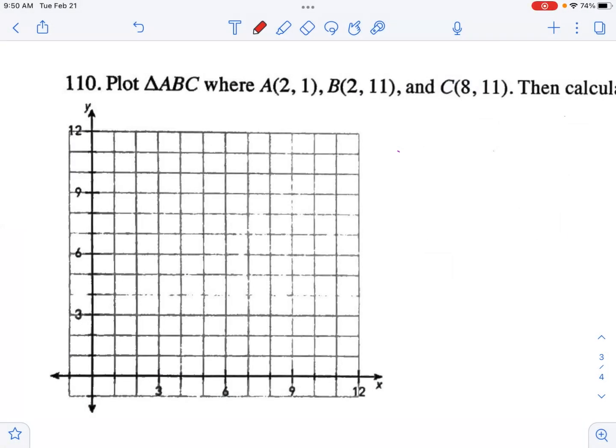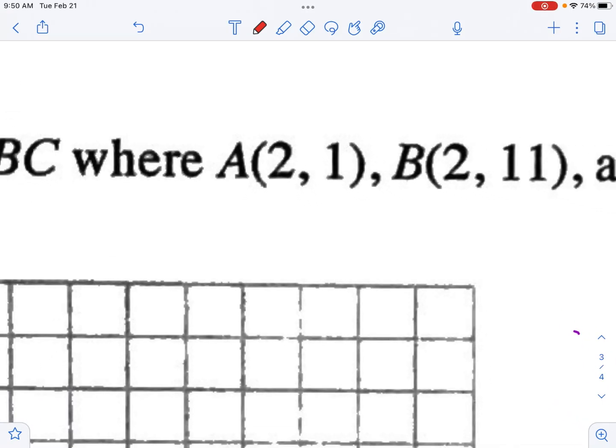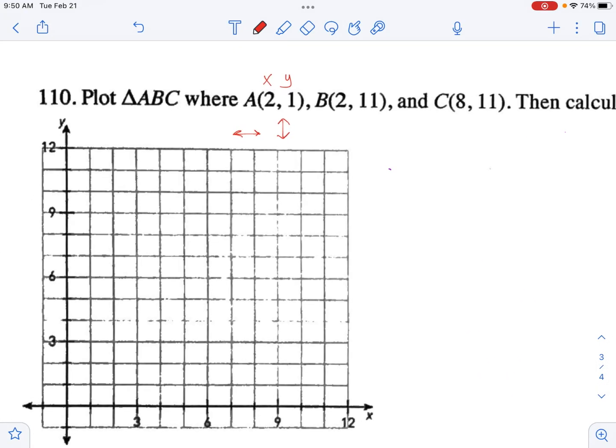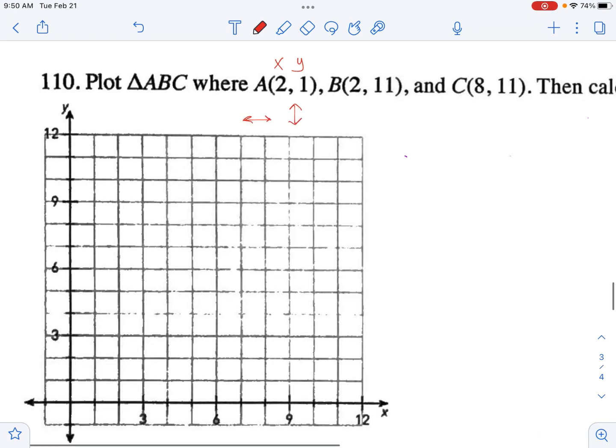All right, in 110, we're going to plot a triangle ABC. When you're plotting, don't forget that it's X and then Y. So we go left or right first, and then we go up or down to plot. So when we're plotting point A, we're going to go 2 to the right.